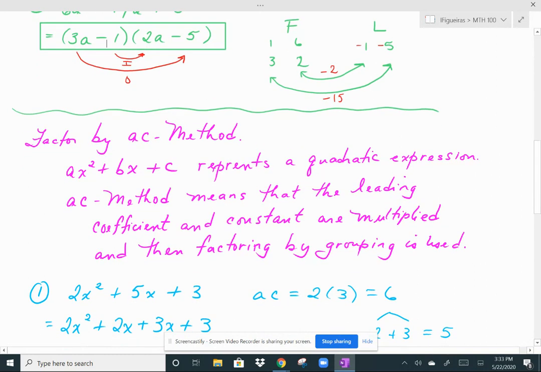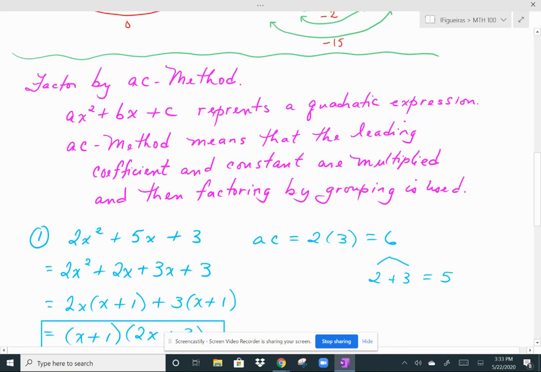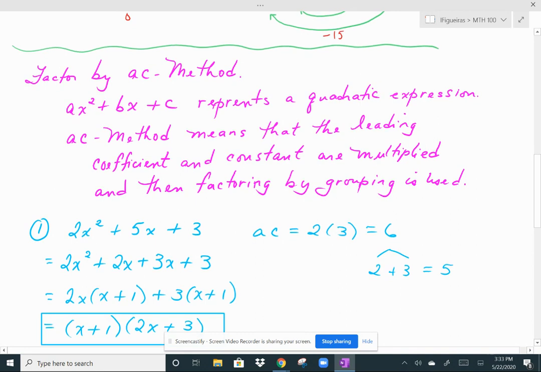All right, so we're going to do other problems, but using a different method. So again, pay attention to this method. You might like this better, although it's a little bit longer. So we're going to factor by something called the AC method. AC refers to the coefficient of x squared and the constant. And AC means that you are multiplying those two together. So put a little times symbol there.